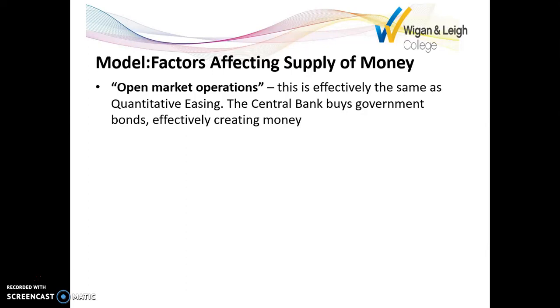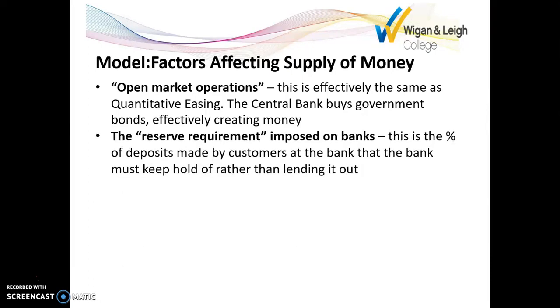So what we have is this idea of open market operations. This is something called quantitative easing. It's something we're going to look at in much more detail, but this is all about the government buying bonds to create money. We're going to have a look at bonds a bit later as well.